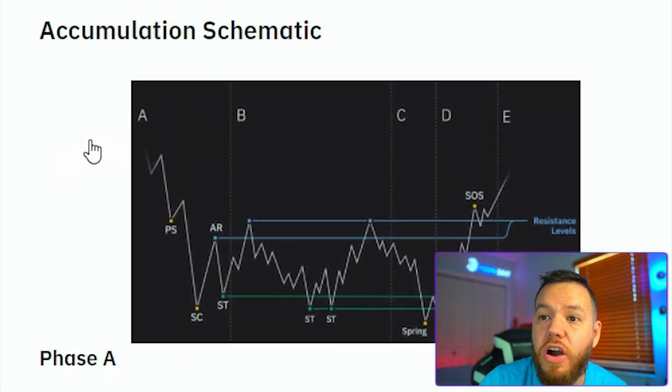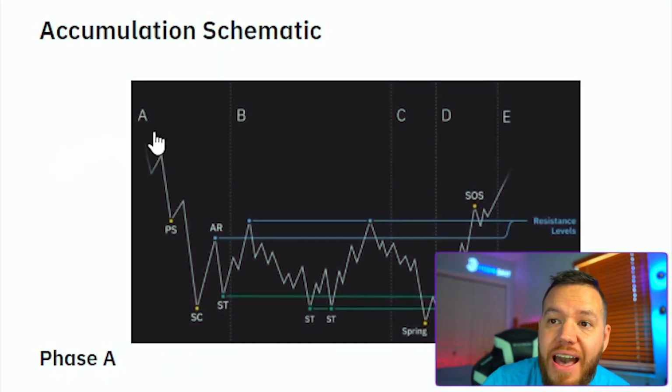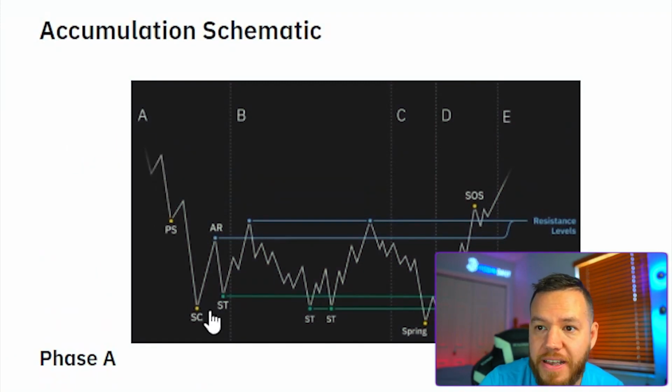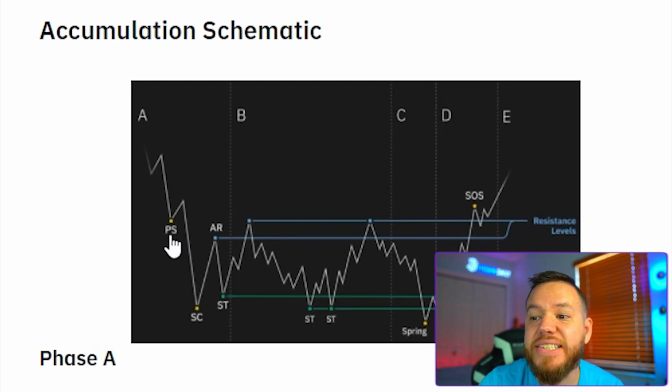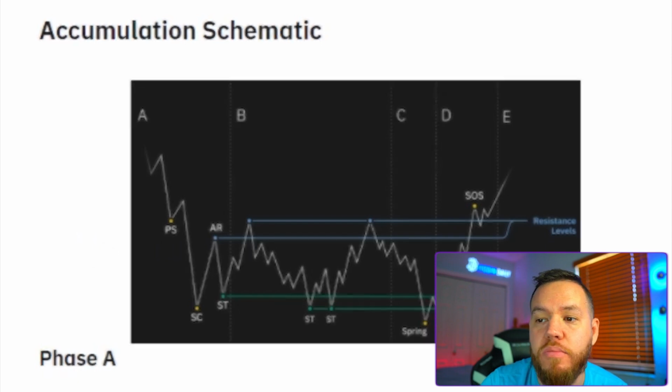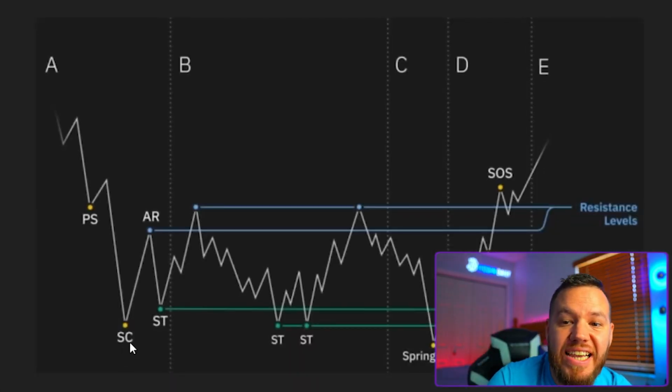As you can see here on this picture, we first have phase A. In phase A, this is coming off a sell-off. As you can see, the selling force decreases and the downtrend starts to slow down. The preliminary support, which is marked by PS, indicates that some buyers are showing up but still not enough to stop the downward move. Next is the selling climax.